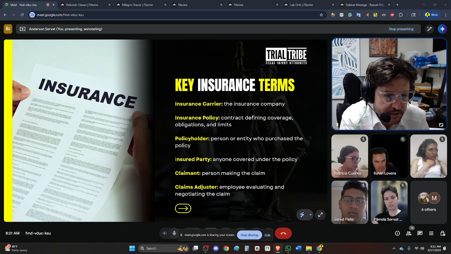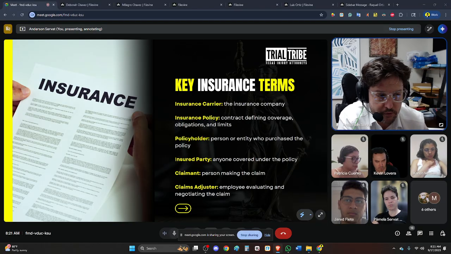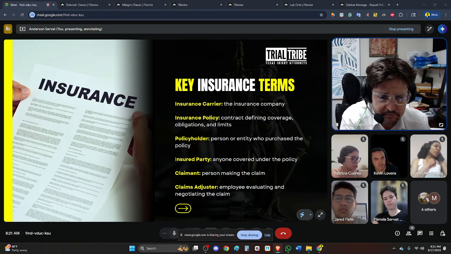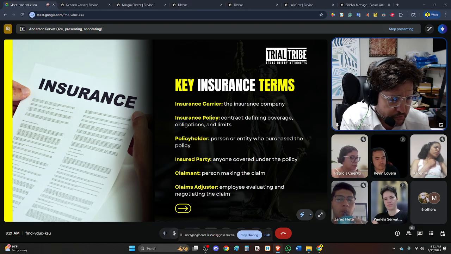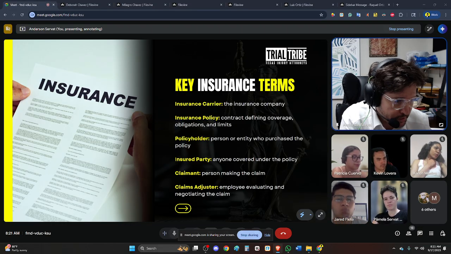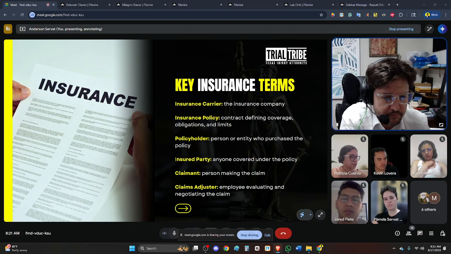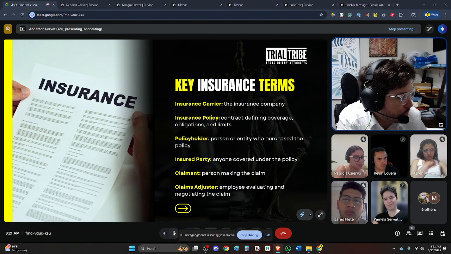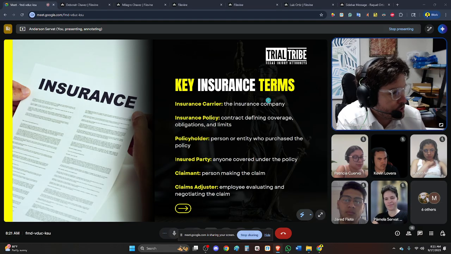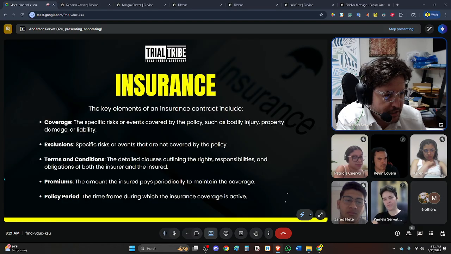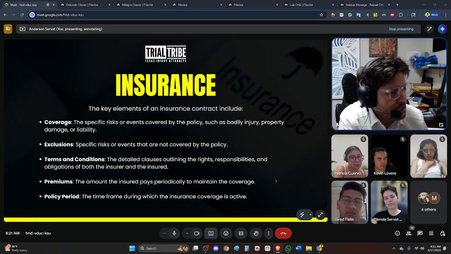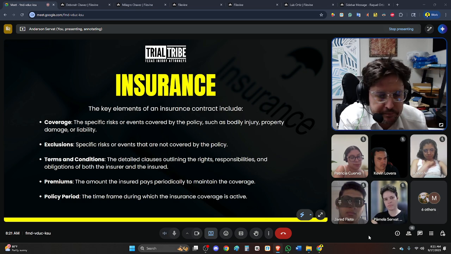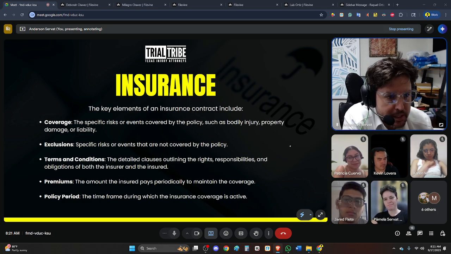The policyholder is the one who bought the policy. The insured party is the one who is covered. Claimant normally is the client who is claiming something, and the adjuster is the person that we don't like but he works with us. So it's good to know his name, just to give him a sense that he's important. It's like, oh, you are important, so I need to know your name.